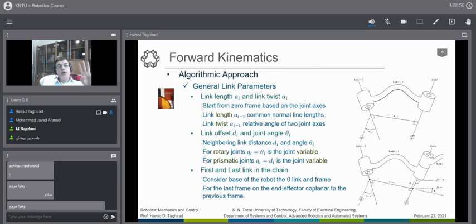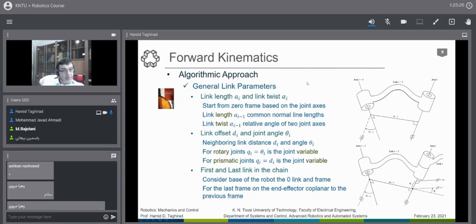For a link, we need four parameters. To represent a link, we need four parameters. One parameter is the length of the link. If we have a very simple link, the length of the link is the value that we can measure between two joints. So a link is composed, as you see here, I'm showing you with my hand, of two joints at the end of the link.